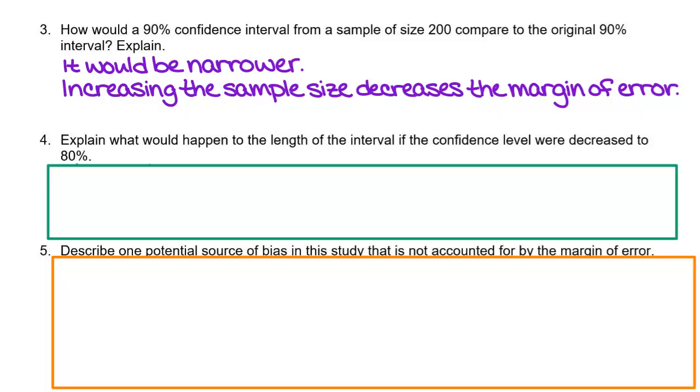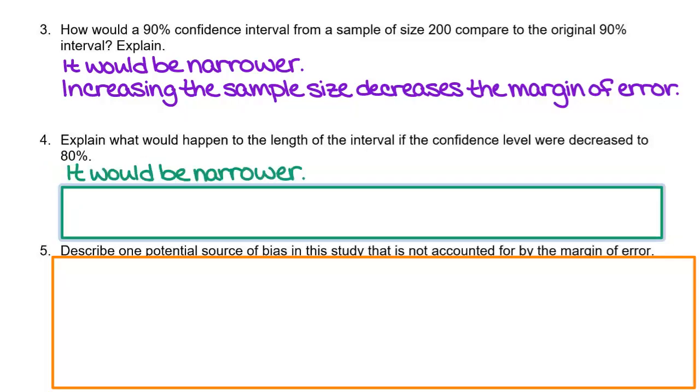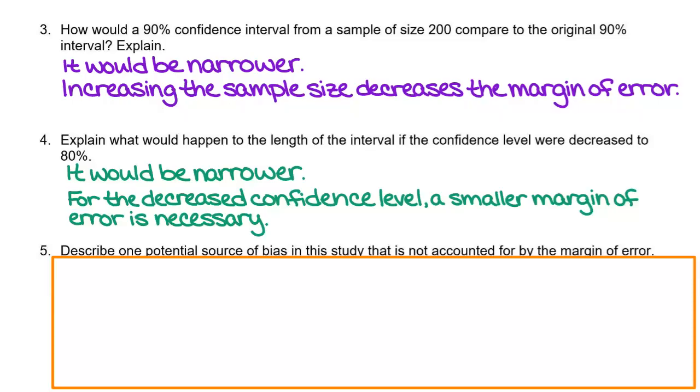What would happen to the length of the interval if the confidence level went down to 80%? Absolutely. It's going to get narrower also. If you decrease your confidence level, then you decrease your margin of error. You're going to be narrower. So it would also be narrower. For the decreased confidence level, a smaller margin of error is necessary.